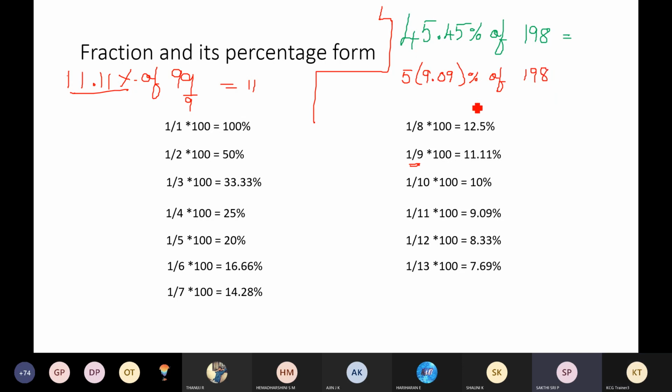Correct? Super. So what is 9.09 percentage of 198? First find out 9.09 percentage of 198. How do I do it? Into 1 by 11, because 9.09 percentage means 1 by 11. If I divide it by 11, what do I get? 18. So 9.09 percentage is 18. What will be 45.45 percentage, guys? Very good, Harivardhini. Yes, into 5. Okay, super. So first divide by 11 and then multiply by 5. So what is 18 into 5, guys?